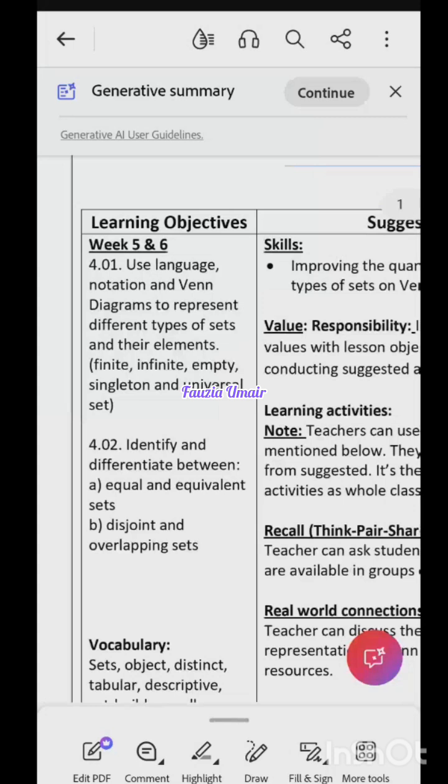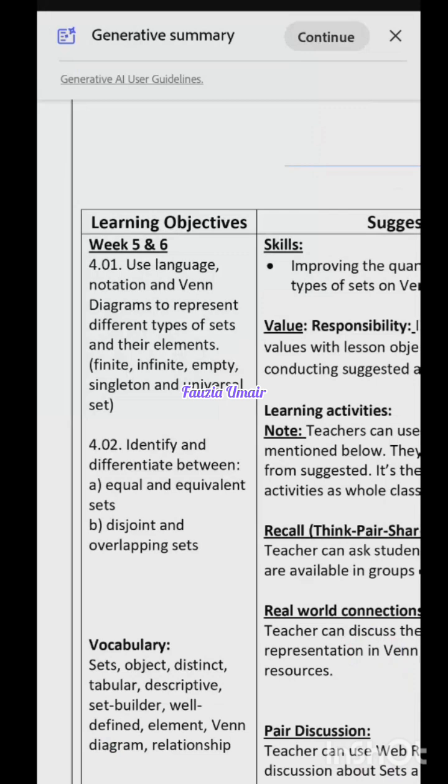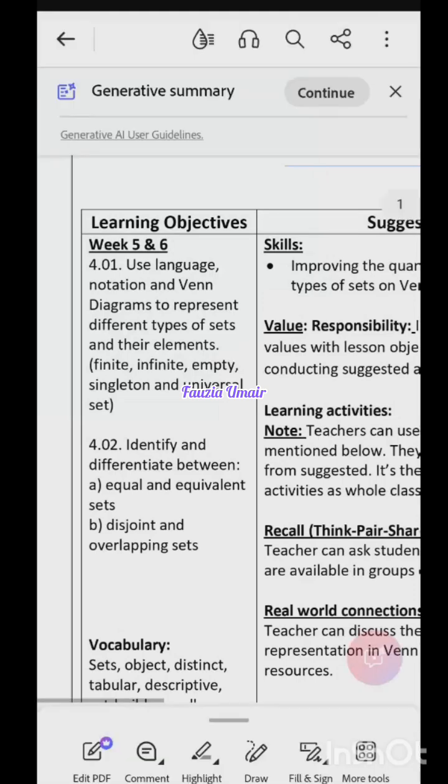Why are they saying use language and notation? Because this is a new topic, and every concept or branch in mathematics has vocabulary words which we are going to use. Like in statistics, there are typical words which are not used in other maths topics, such as pie charts, average, mean, mode. So these are not used in other sides of maths.